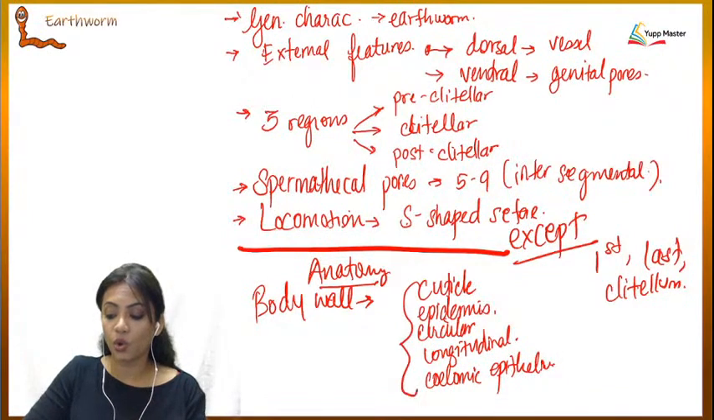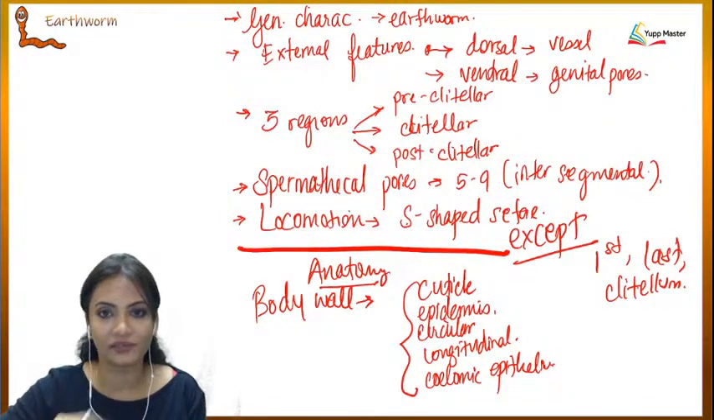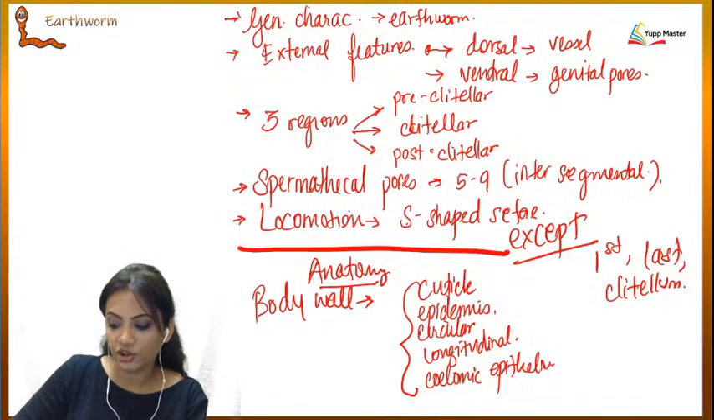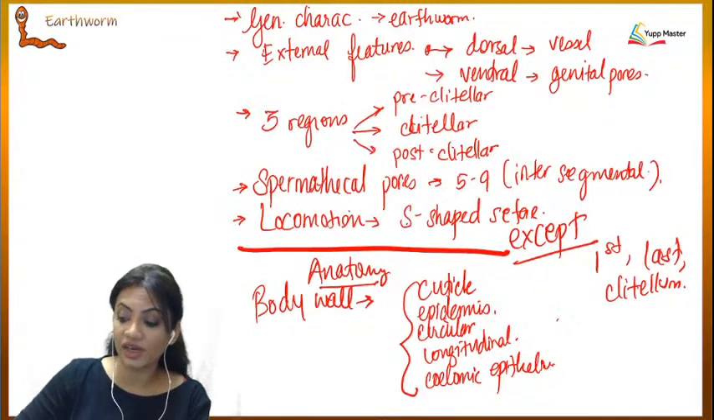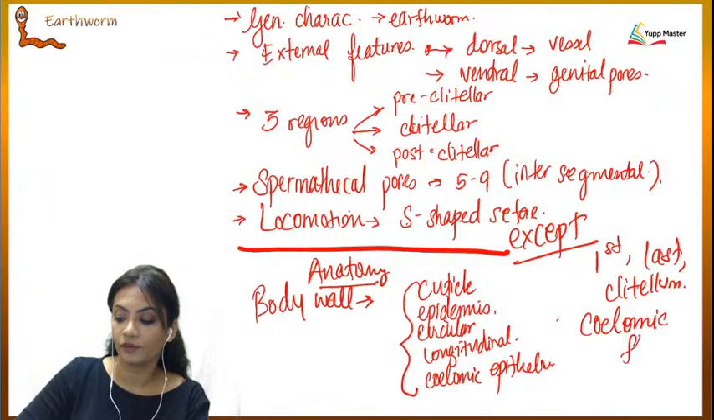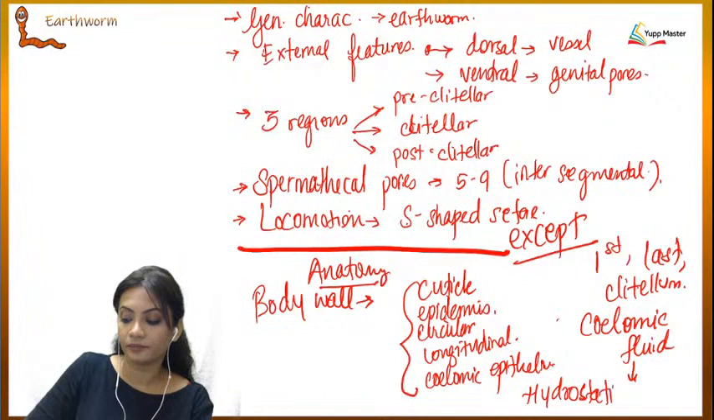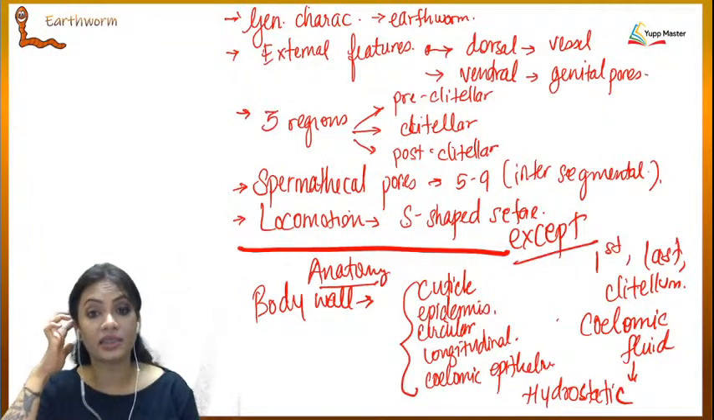This was the whole body wall, and inside that body wall there was the presence of the coelom. The coelom in an earthworm was called the schizocoelom. Remember that schizocoelom? That schizocoelom was filled with coelomic fluid. Okay, and the coelomic fluid helped in creating the hydrostatic skeleton. All right, so these are the different points that we had discussed about the earthworm.